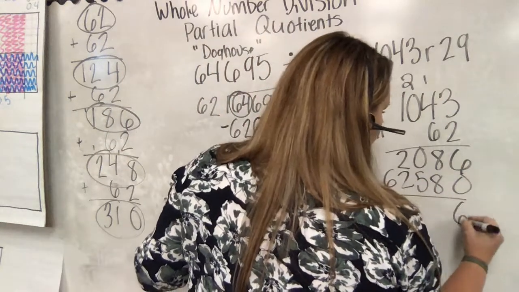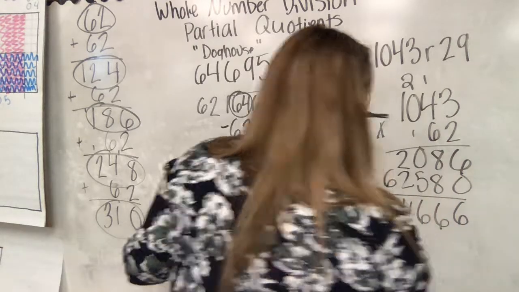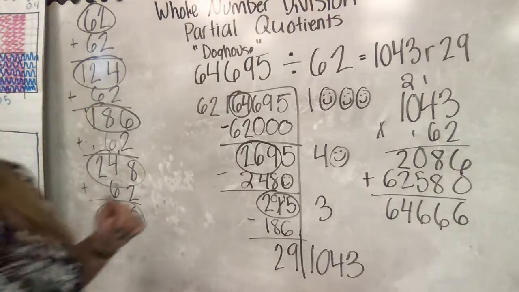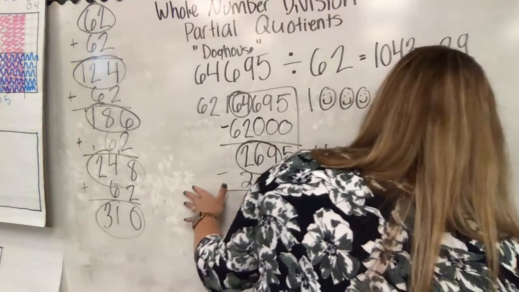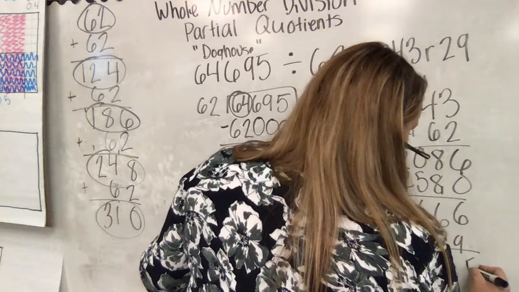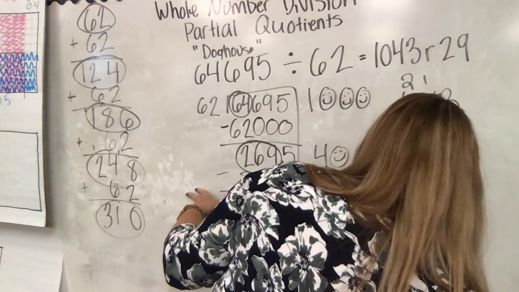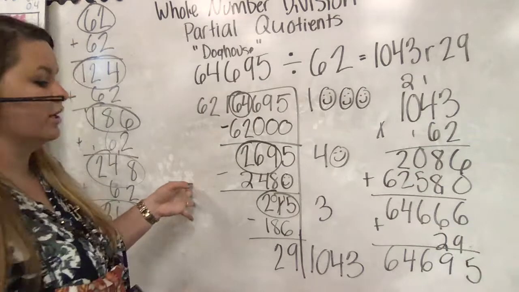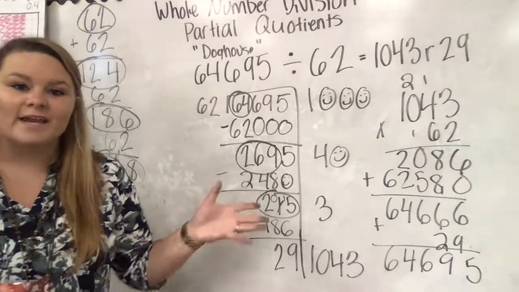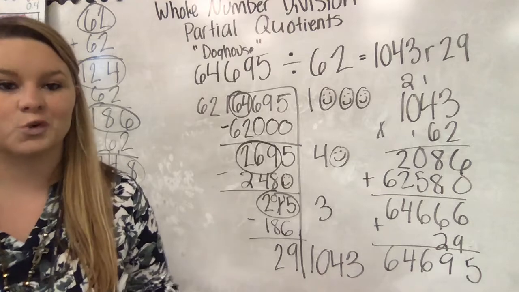So I need to add. Okay, so far I've got 64,666. Now I need to add my 29 remainder that I had to see if I get our dividend. 6 plus 9 is 15. 6, 7, 8, 9. All right, so 64,695 is our dividend, so we did solve this problem correctly. So that is how you solve whole number division problems with the partial quotients or the doghouse strategy.